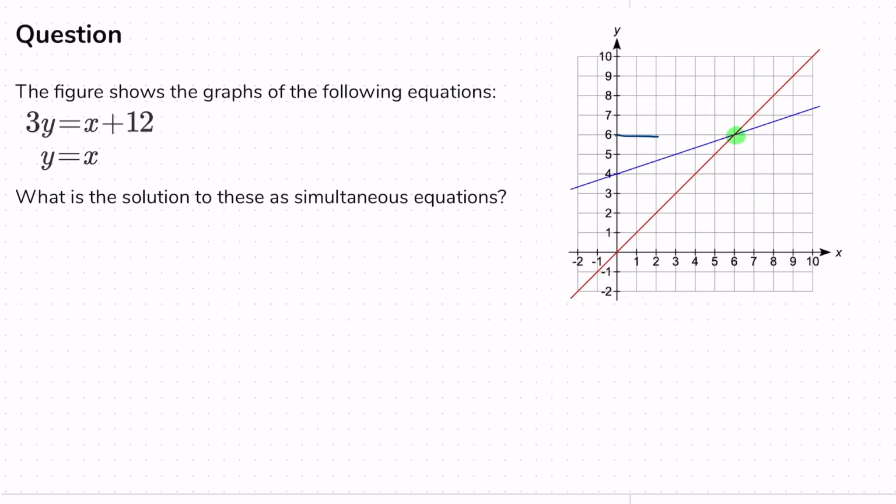Well, I'm going to take that point and move it to both the x and the y axis. So this coordinate is 6, 6. So what's the solution? Well, x is equal to 6 and y is equal to 6. Simple as that.